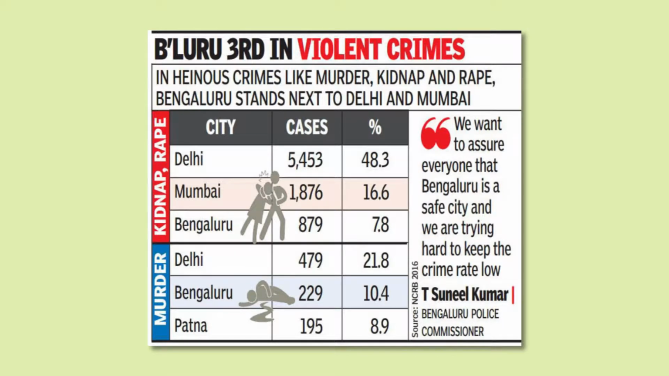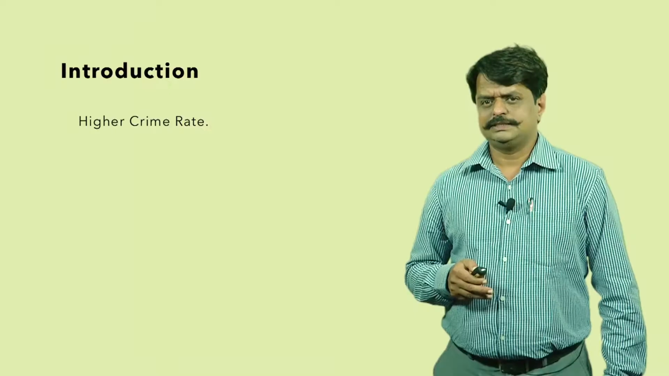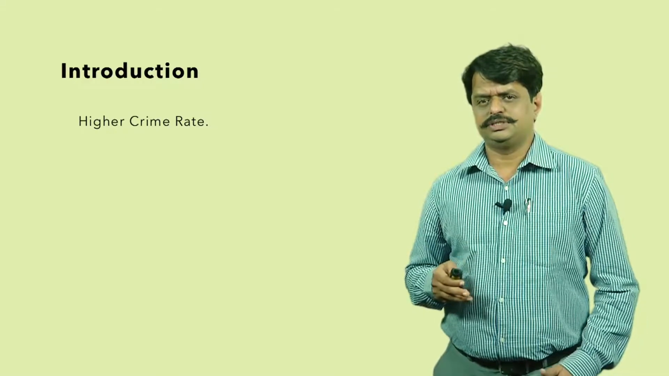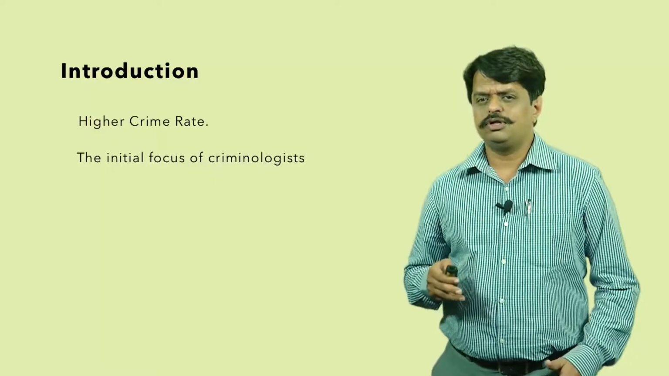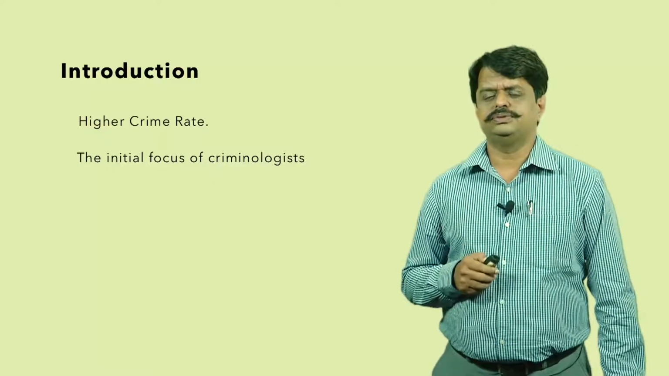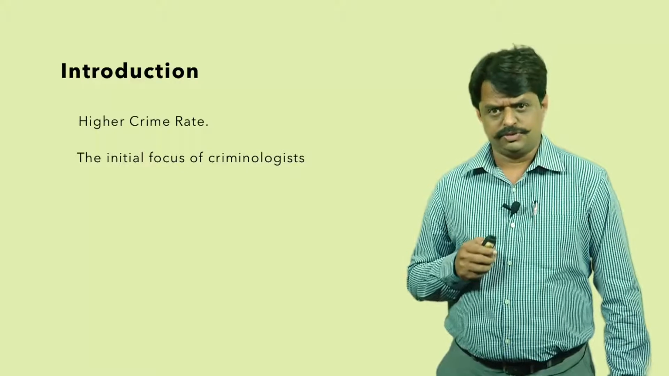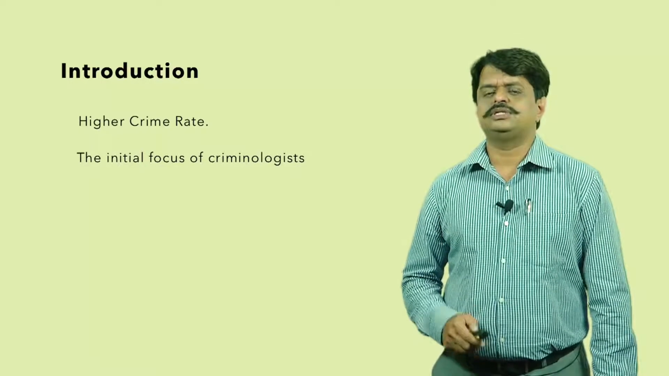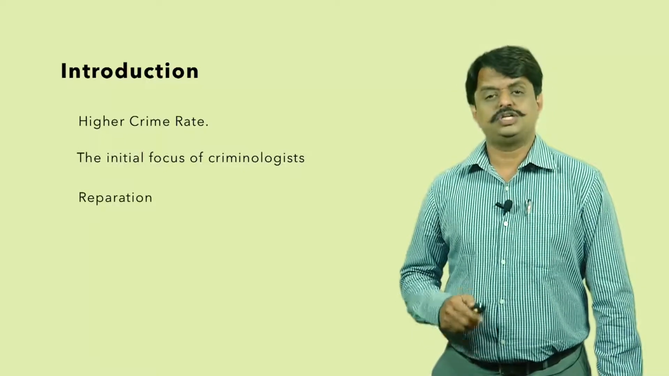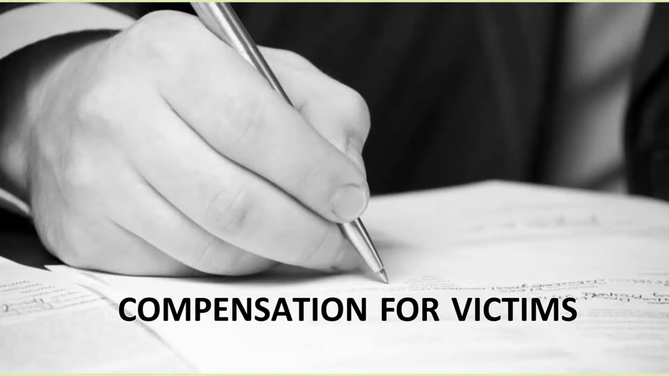The higher crime rate that exists in India is one of the reasons why there is a lesser conviction rate, and another important reason to be taken into consideration is that the initial focus of all the criminologists was relating to rights of accused persons. The thing which was missing in all this discussion was reparation, that is compensation for the victims, and that is one of the reasons why the criminal justice system is considered to be an incomplete system.